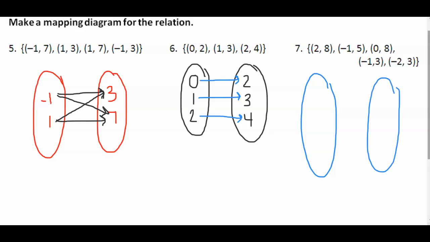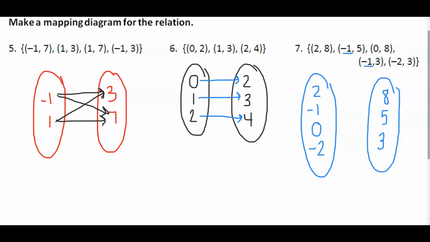Just like when we list domain and range as sets, we do not rewrite a number in our mapping. So in our mapping for number 7, the domain has a 2, a -1, a 0, and then a -2. So even though -1 appears in the domain twice, we don't write it in our mapping twice. In the range, fill in your Y's. So that's 8, 5, and 3.